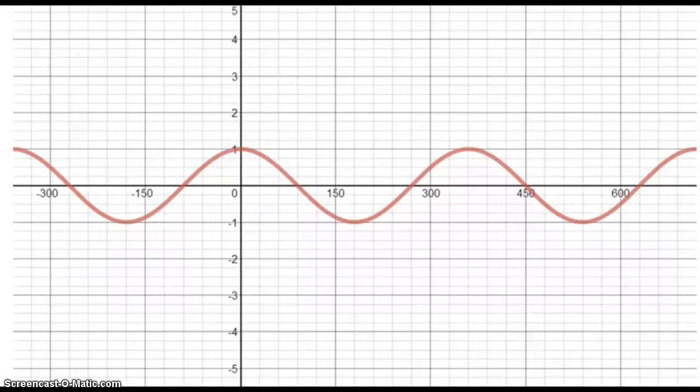This video will be an explanation of how to determine the graph for 3D. We have a cosine function that has a period change of 720 degrees. It has a phase shift to the left of 90 degrees and has a vertical shift down 2 units.